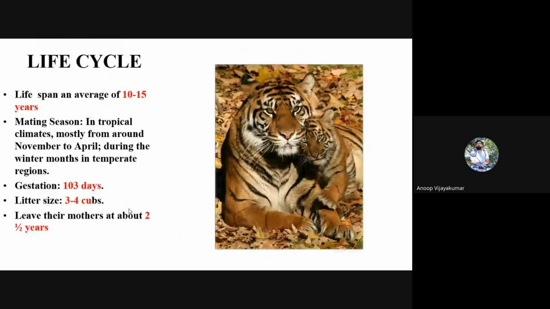If you see the life cycle, in tropical areas we cannot tell properly the mating season or breeding time. But it's usually from November to April, the same as other cat species. Their gestation period is 103 days, and 3 to 5 cubs will be born.